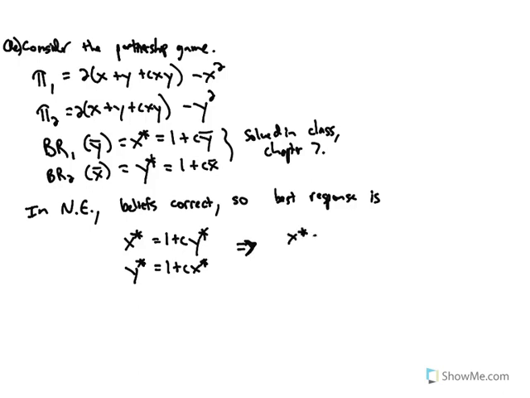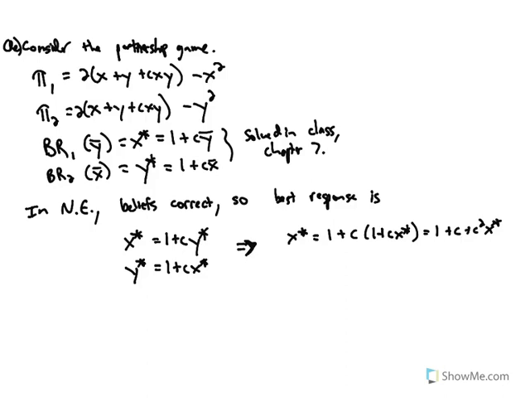x star is equal to 1 plus c times (1 plus c x star), because y star is equal to 1 plus c x star, so we're just substituting one into the other. So that equals 1 plus c plus c squared x star. I can subtract c squared times x star from both sides.